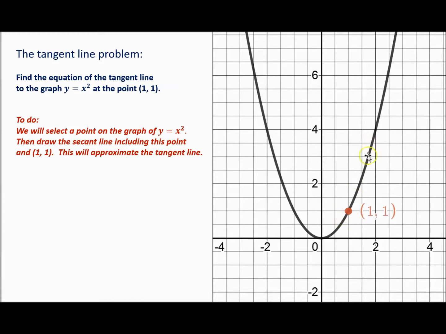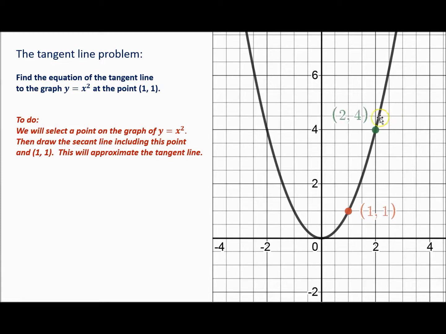We're going to connect, say we pick some point up here and we connect those two dots, okay? And this will approximate the tangent line. Now, it's not going to be right, because it's not going to intersect at two different places, but we're going to try this, okay? So we're just going to approximate the tangent line.